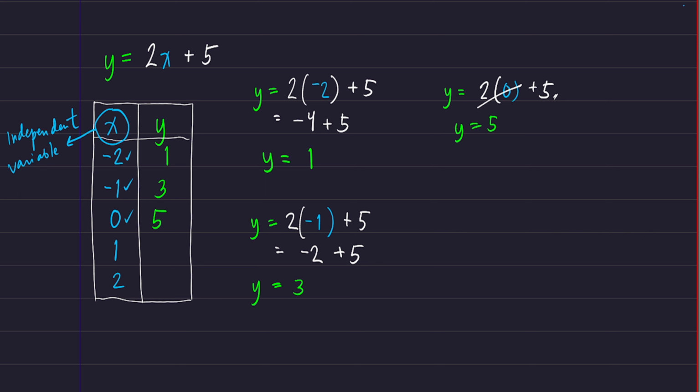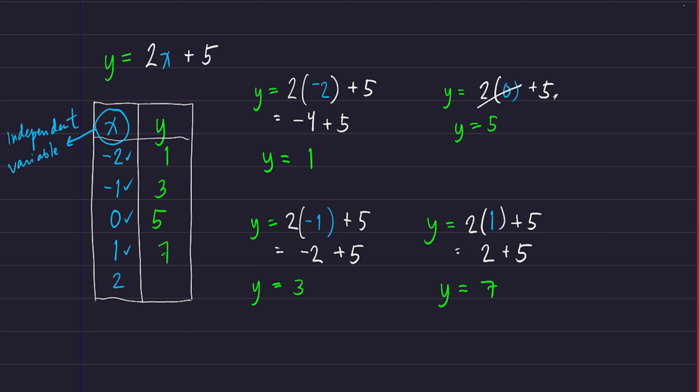Next, we have positive 1. And isa-substitute natin siya. We have y equals 2 times positive 1 plus 5. 2 times 1 is equal to positive 2 and plus 5. And 2 plus 5 is equal to positive 7. So, y is equal to 7.